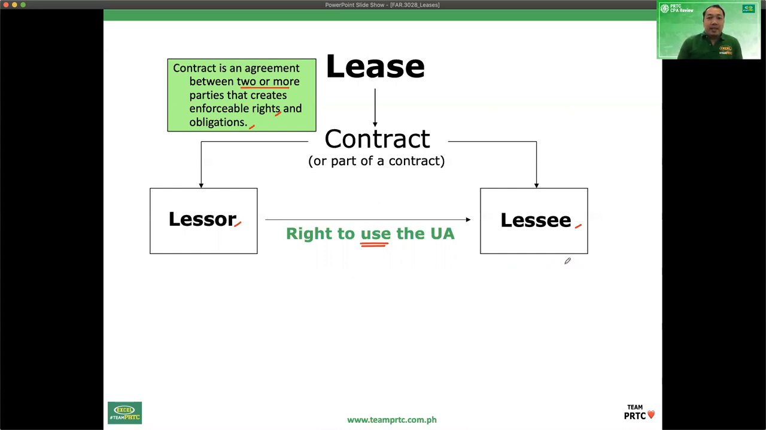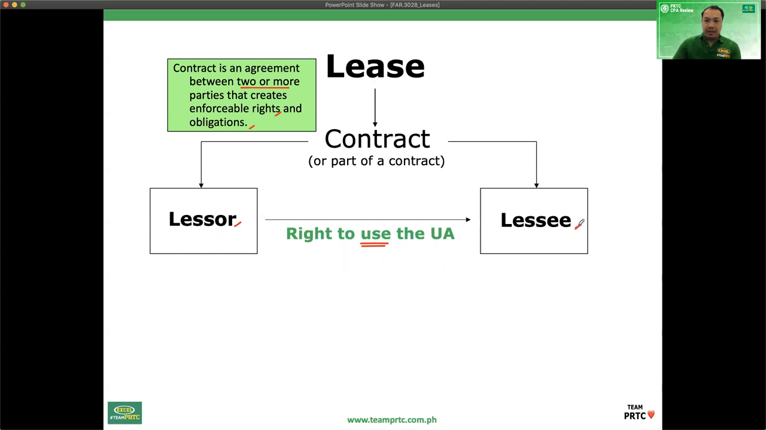Okay, so again, as discussed earlier, definition of lease. Lease is a contract or part of a contract. At ano nga uli ang contract? As defined in PFRS 16, an agreement between two or more parties, in this case, the lessor and lessee, that creates enforceable rights and obligations. Okay? In particular, ano yung rights and obligations na yan?